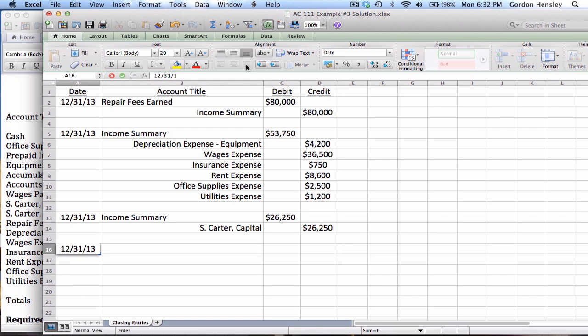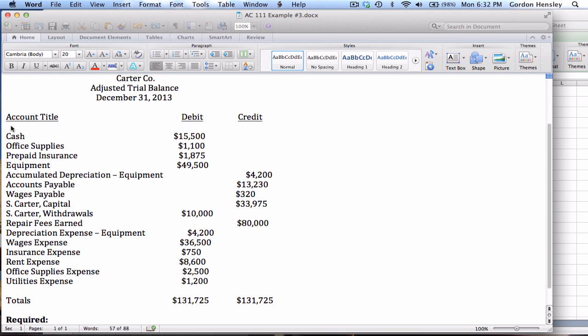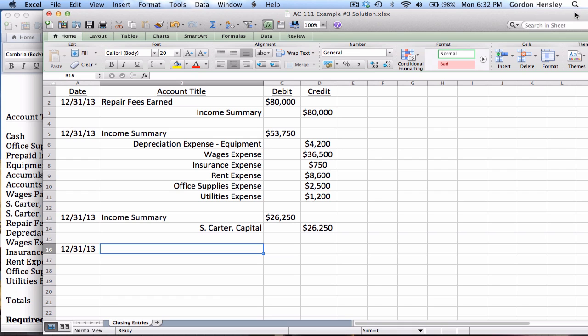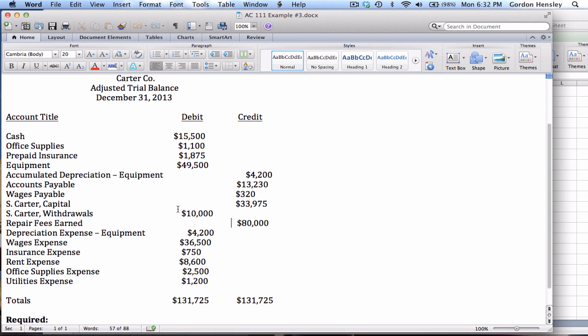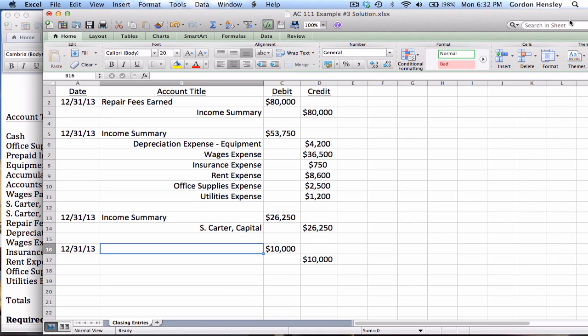And then I just have one more, and that's going to be the entry to close out the withdrawal account. Now the withdrawals, that is actually right here. S. Carter Withdrawals had a $10,000 balance. So this will be a $10,000 journal entry. Now the withdrawal account, what type of a balance was that $10,000? It was a debit balance. So that means to close out the withdrawals, I will actually have to credit.